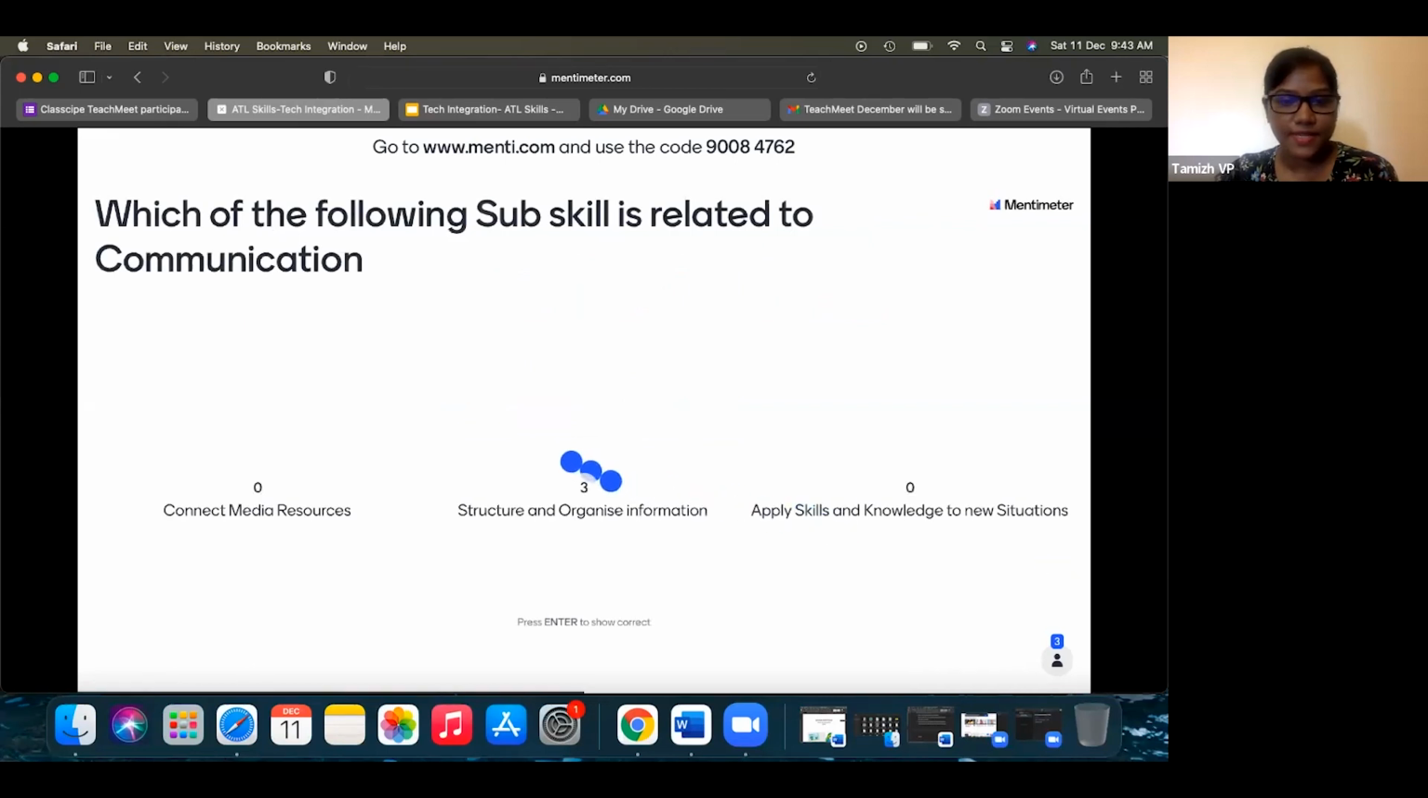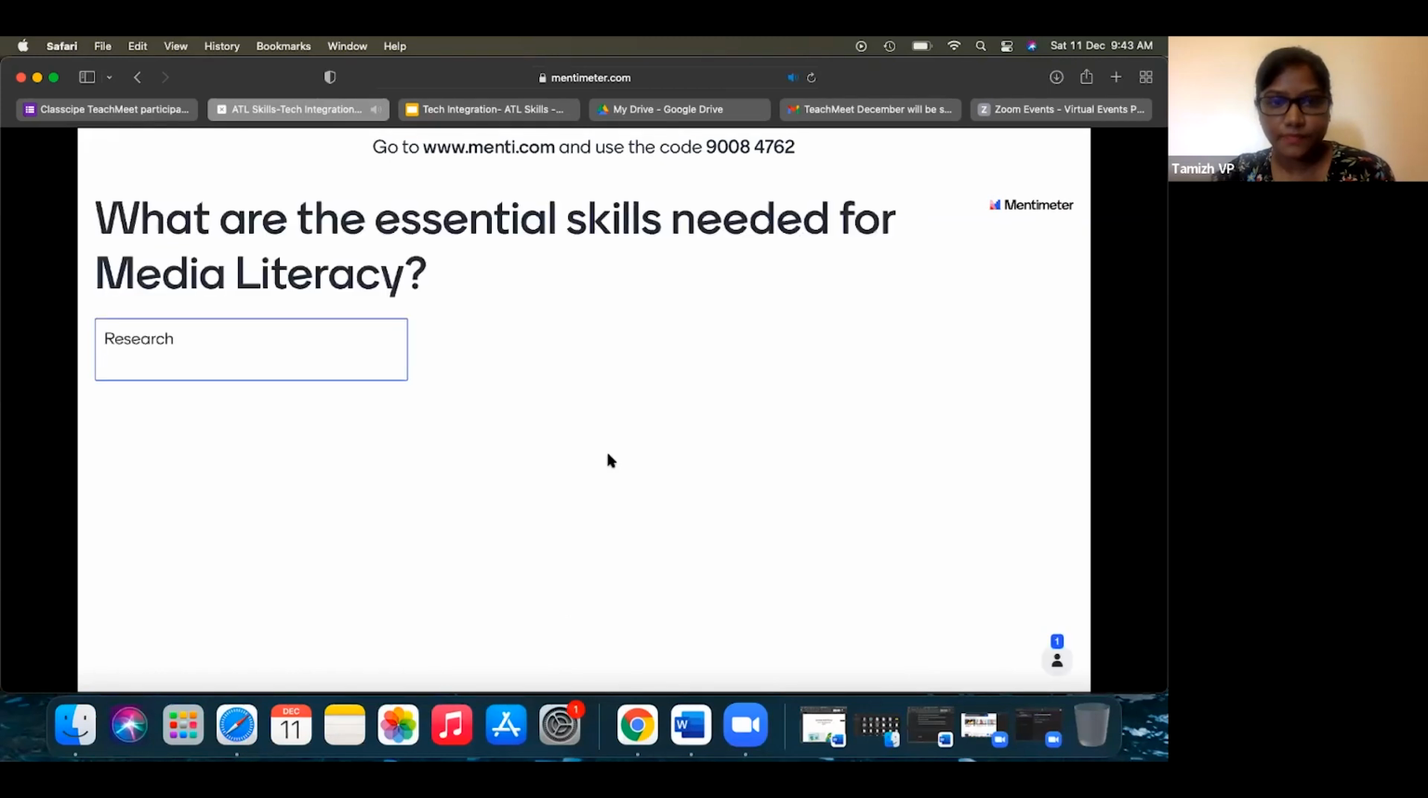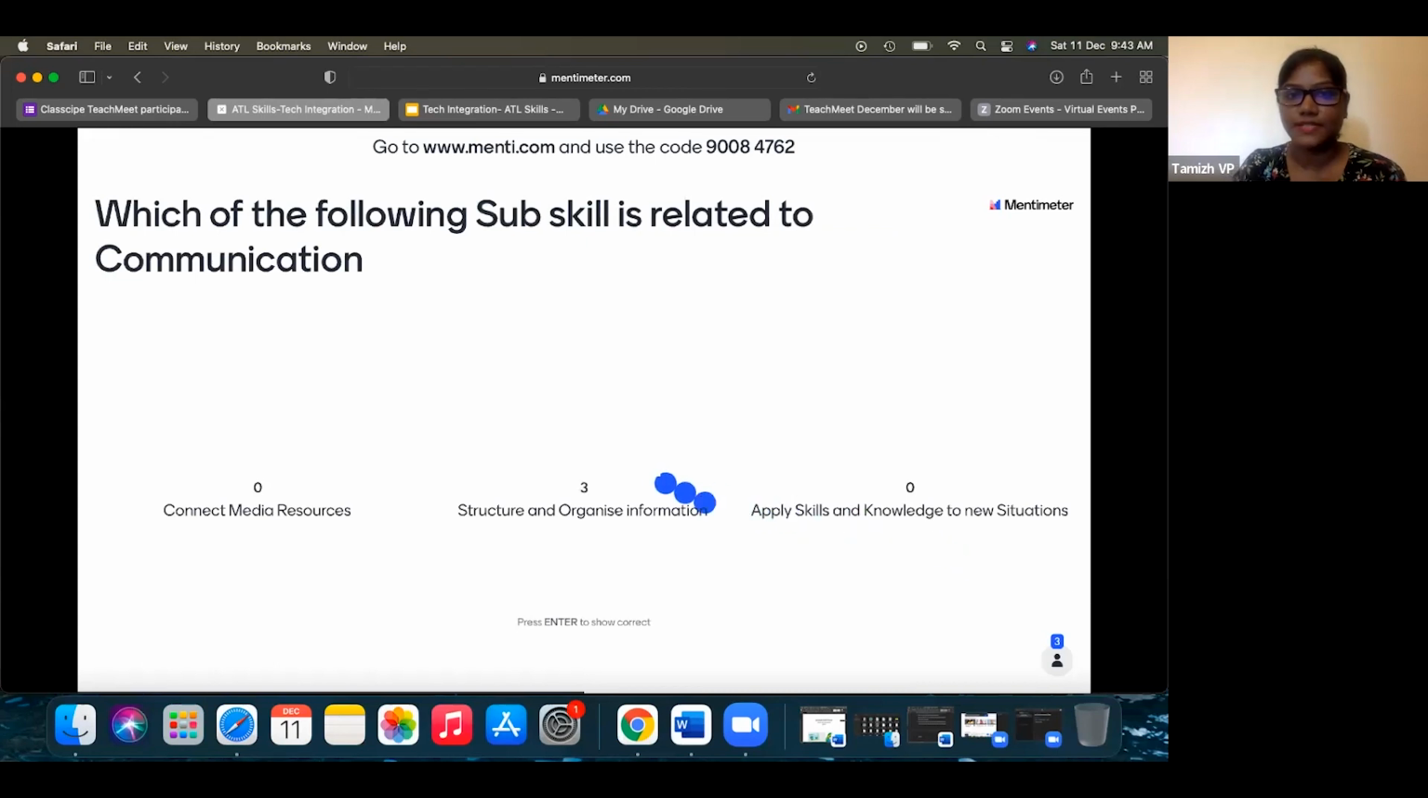So this is how it is. You can see the maximum number of answers being organized in the form of small dots over here. And then this is a text-based answer question. All the answers will appear here and the participants will be able to see the answers.